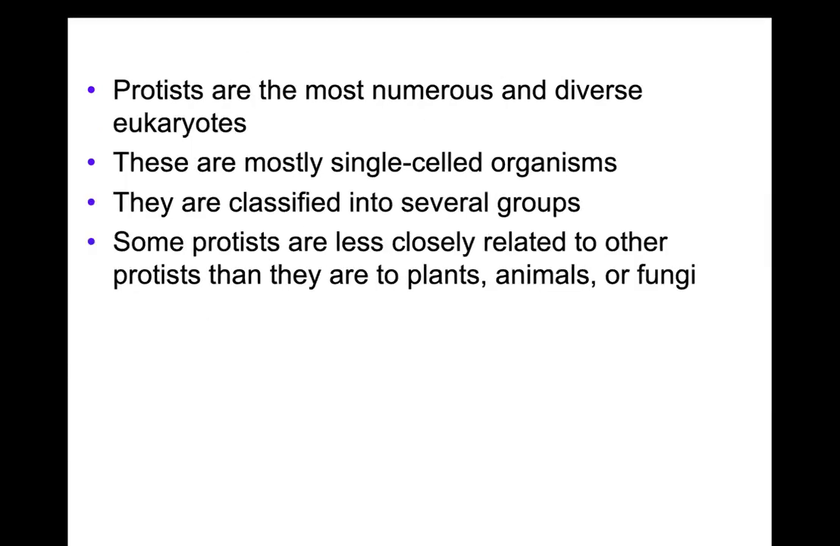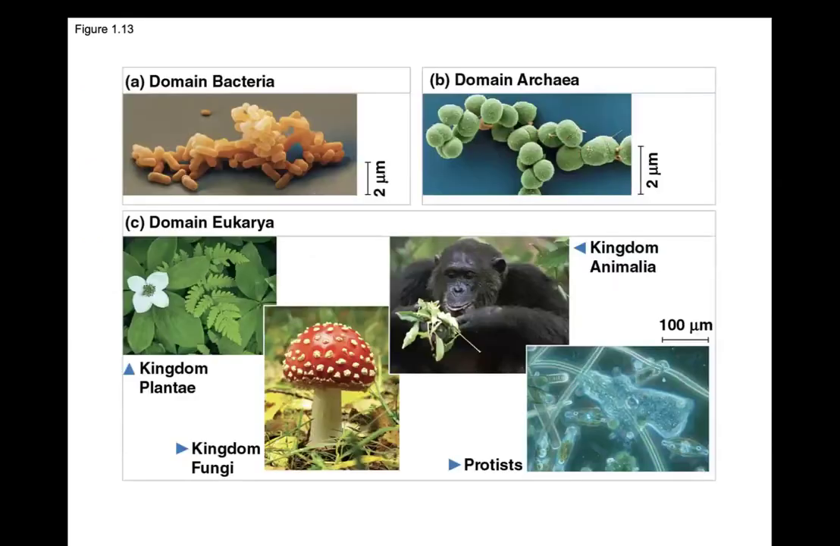Protists are the most numerous and diverse of the eukaryotes. These are mostly single-celled organisms, and they are classified into several groups. Some protists are less closely related to other protists than they are to plants, animals, or fungi. And here we can see some examples of bacteria, archaea, plants, fungi, animals, and protists.